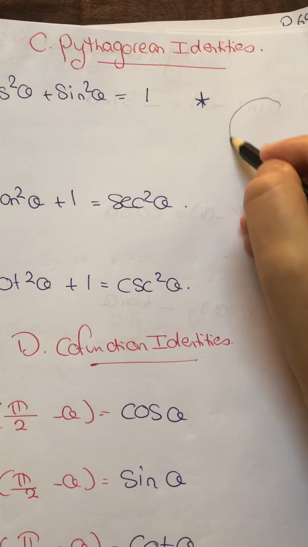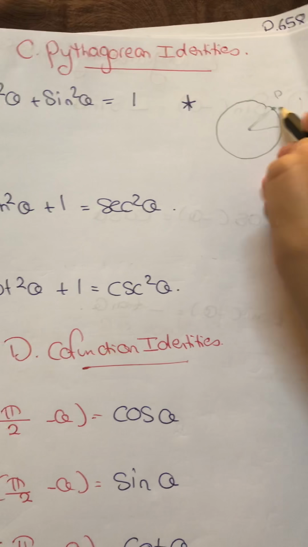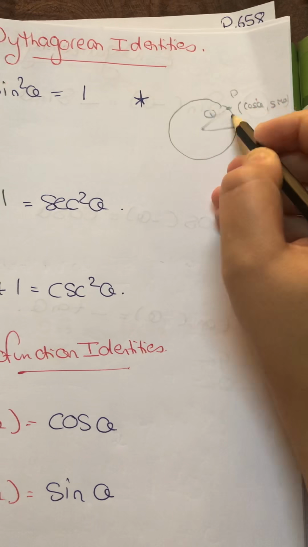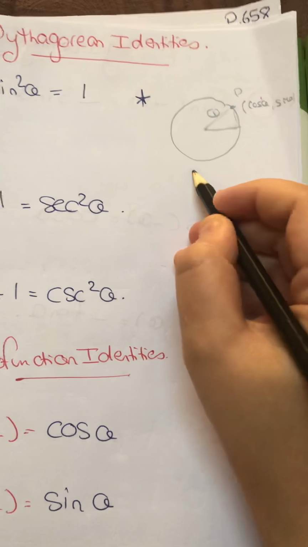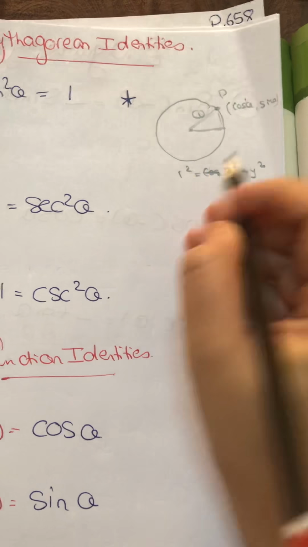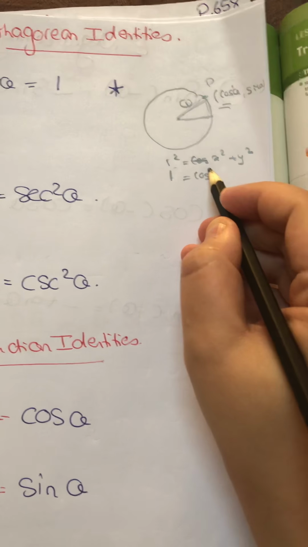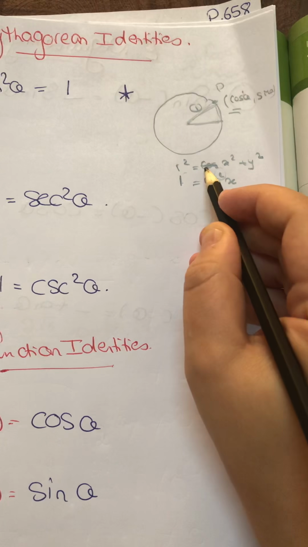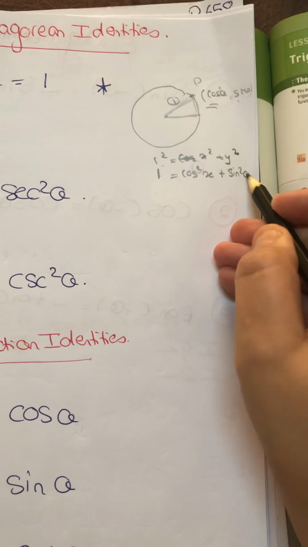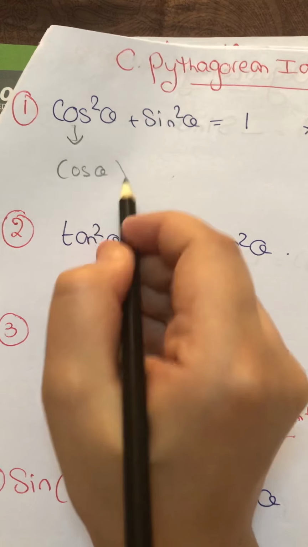Now, on a unit circle, if you want just a quick hint about it, if I have a point P, the point P is cosine theta, sine theta, right? And the R here is equal to 1. And we know that R squared is equal to x squared plus y squared. So R squared, which is 1, is equal to x squared, which is cosine squared, plus y squared, which is sine squared. You will find the Pythagorean identity popping up. This is exactly the same as cosine theta all squared.